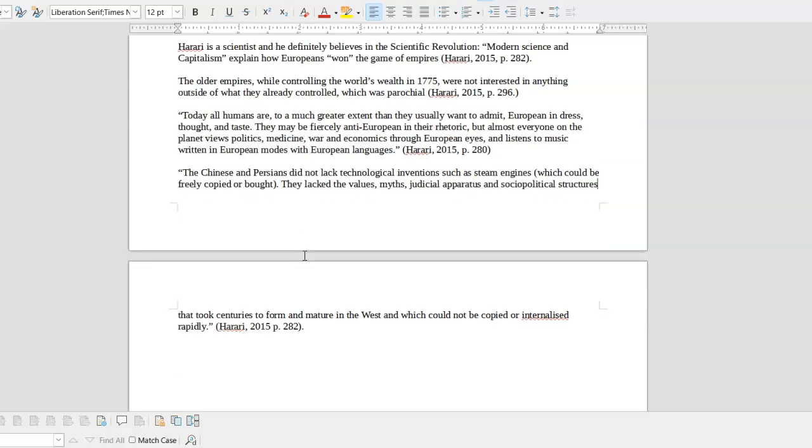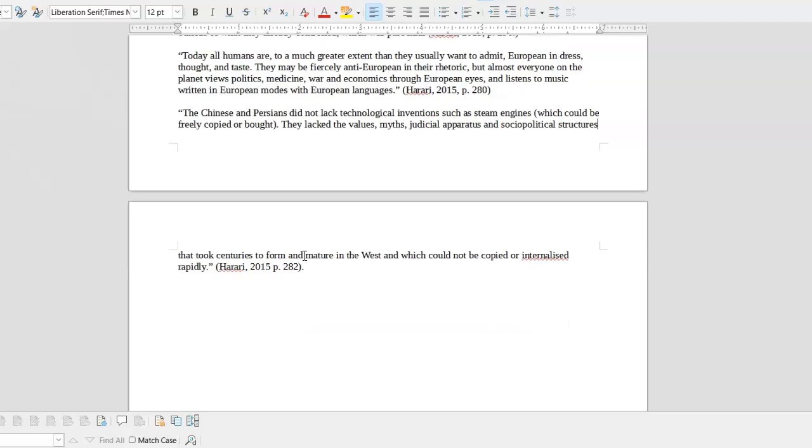The Chinese and Persians did not lack technological inventions such as steam engines, which could be freely copied or bought. They lacked the values, myths, judicial apparatus, and socio-political structures that took centuries to form and mature in the West, and which could not be copied or internalized rapidly. And with this quote, and that's the second time I've used it, this is his demonstration of how he views Europe as having won this game of empires, and a big part of why. Like I said, he also believes curiosity is a big part of it. So cultural values are a big part of what he's arguing.